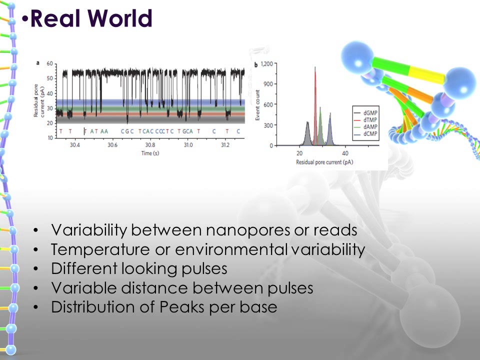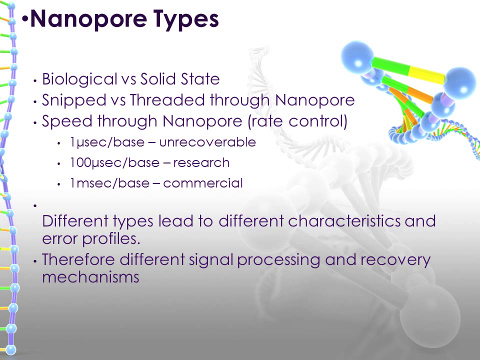In the real world, here's some data from Oxford Nanopore. There's a distribution on the residual current. Luckily, it's not that overlapping, so that's why we're able to do some reads. There's big variability between nanopores and reads, and there's temperature variation and environmental variation. The pulses don't look all the same, and there's variable distance between the pulses. And of course, there's a distribution of peaks per each base.